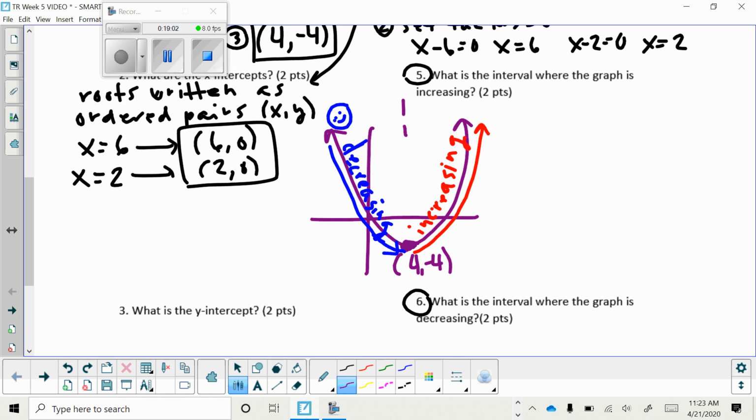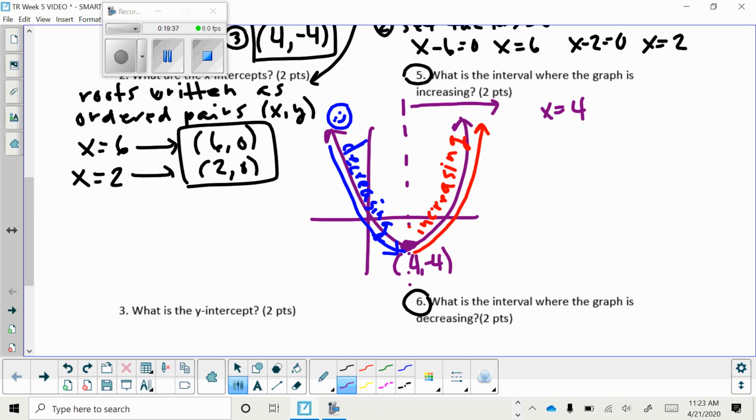So here's where the graph splits in two. That's the axis of symmetry. All the x values from here over make the graph increase. And we want to write this in interval notation. So at that axis of symmetry, where the graph starts to increase, what does x equal there on the axis of symmetry? It equals 4, right? So that's where it changes directions and starts increasing.